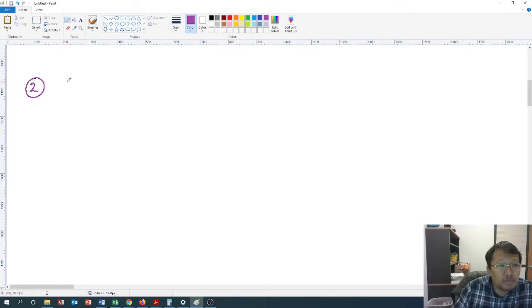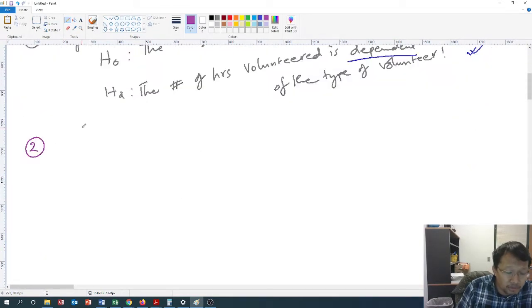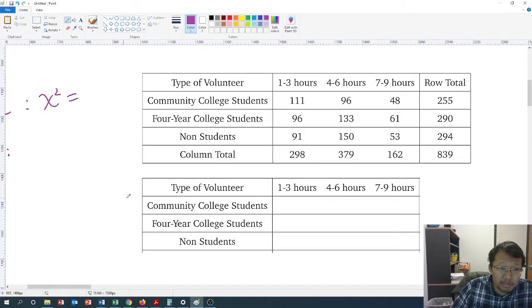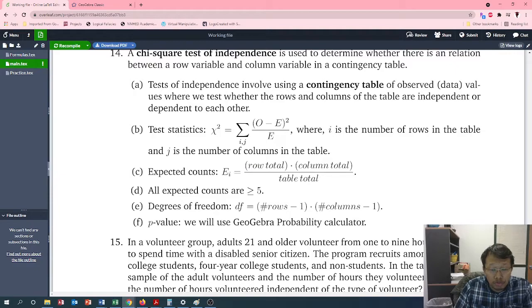Now we need to come up with a new contingency table. First, let's go for alpha. Alpha equals 0.05. Let's assume the significance level is 95%, or alpha is 0.05, since nothing has been given. Now we need to find the test statistic and then the p-value. To figure out the test statistic, we first need a table. This new table is the table for expected values. The expected value is the row total times the column total divided by the table total.